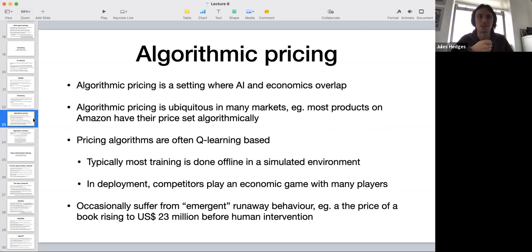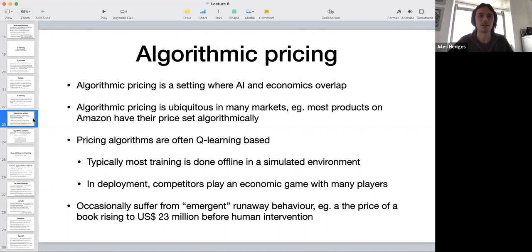A thing which is general knowledge about algorithmic pricing is that they occasionally suffer from emergent runaway behavior, where two or more algorithms get stuck in a loop where they're reacting to each other, causing runaway behavior. There was one infamous historical example where a particular book that was nothing special had its price rise from two competitors to about $23 million before any humans could get involved and press stop.